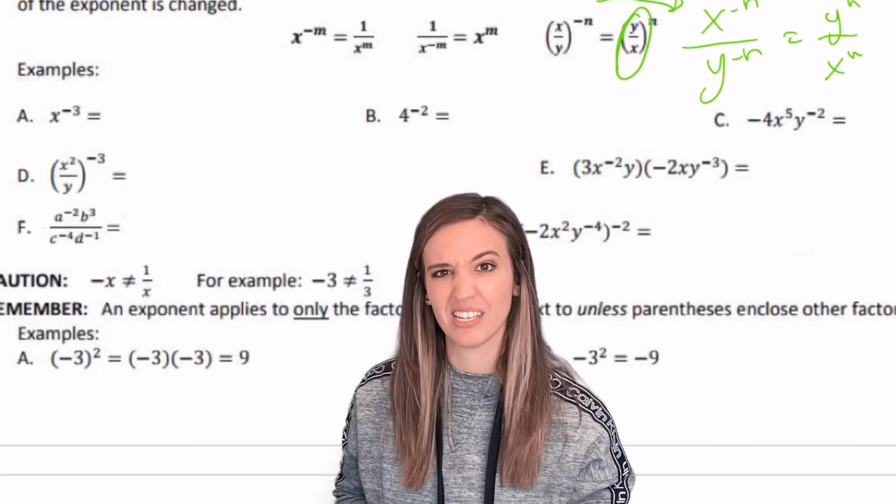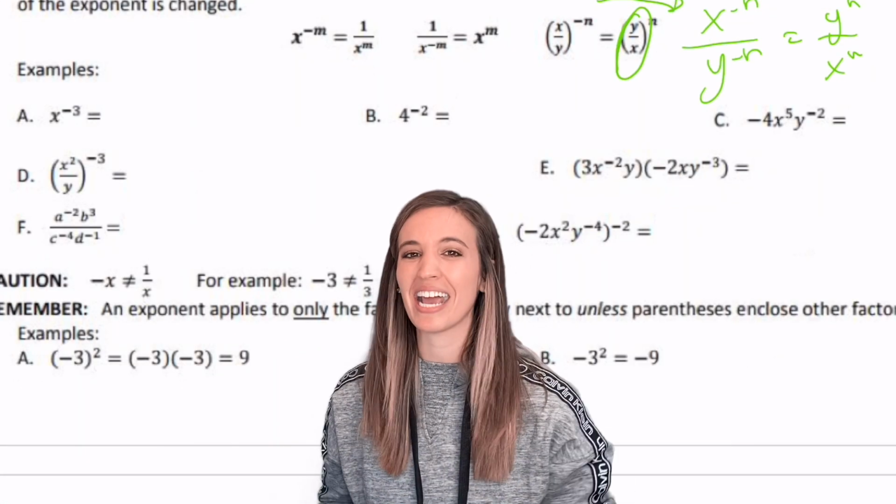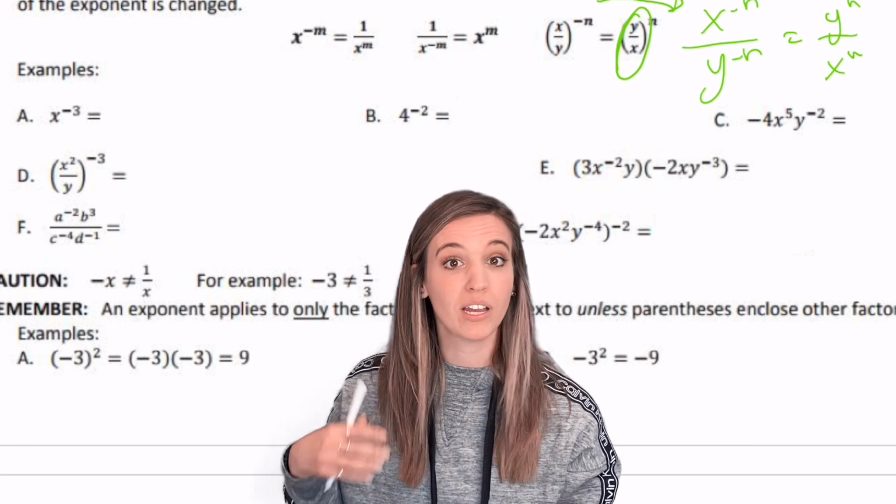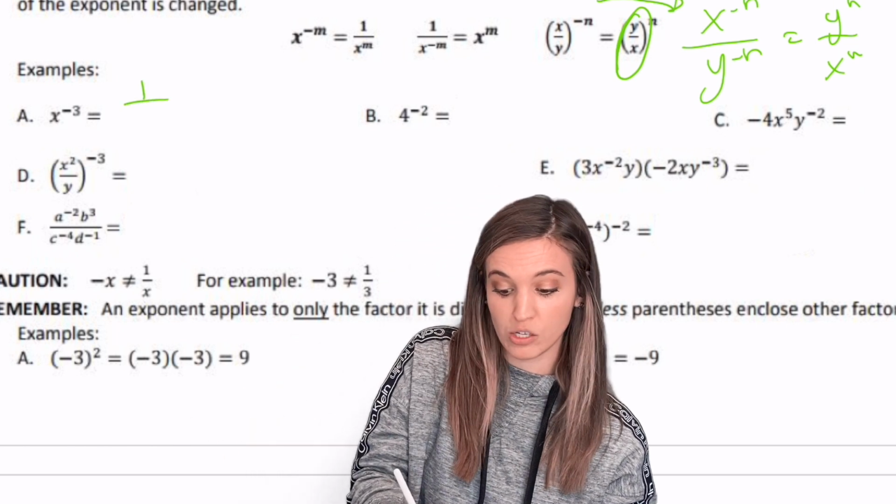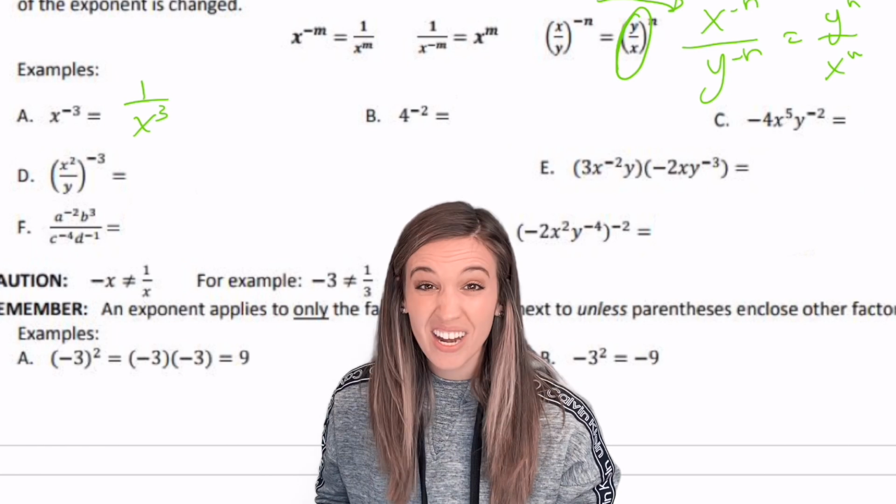Let's practice using these negative exponents. X to the negative 3. If we want to rewrite this so we're working with positive exponents, I just rewrite it as 1 over x to the 3. 4 to the negative 2.